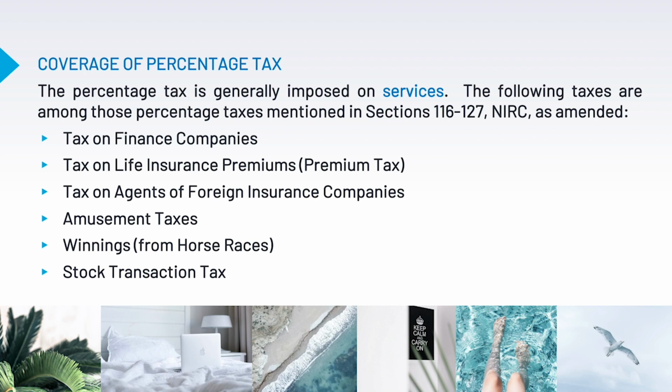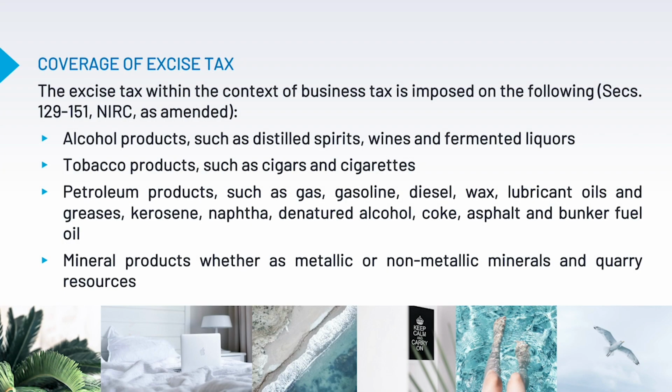Okay? Next part sa ating onerous transfer, coverage of excise tax. So number 3, excise tax, or ang ibang tawag sa kanya is sin taxes, SIN. So sin taxes, no? Excise tax within the context of business tax is imposed on the following. Number 1, alcohol products such as distilled spirits, wines, and fermented liquors. So di ba mga lasenggo, no? Number 2, tobacco products such as cigars and cigarettes, no? Sigarilyo, smoke. So, part siya actually ng binabayaran natin is the excise tax or sin taxes, di ba?